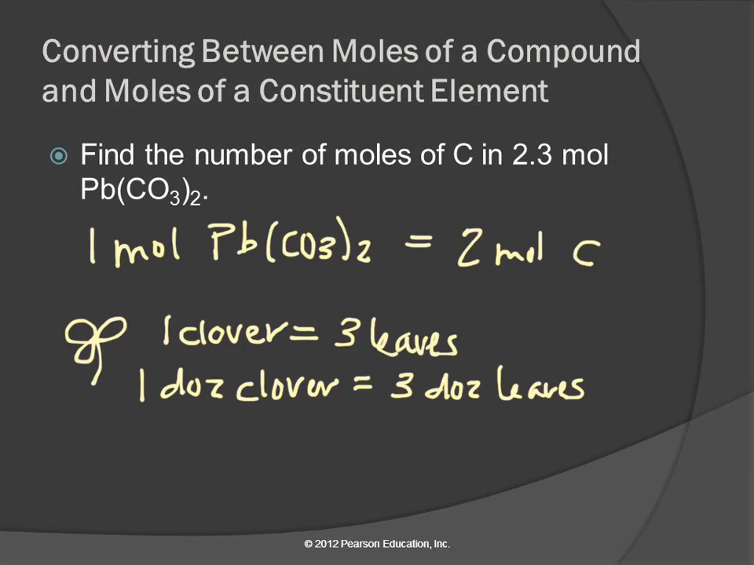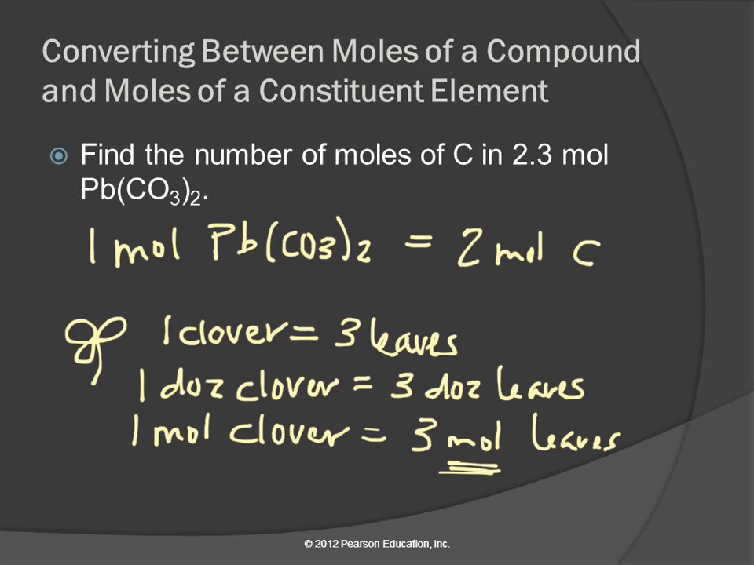So in chemistry, we don't use dozen because it's not big enough to be helpful for us. We use the chemist's dozen, which is just a really big number. So a mole of clover would have 3 moles of leaves. No matter what counting unit you stick in there, there's always 3 times as many leaves as there are clovers.